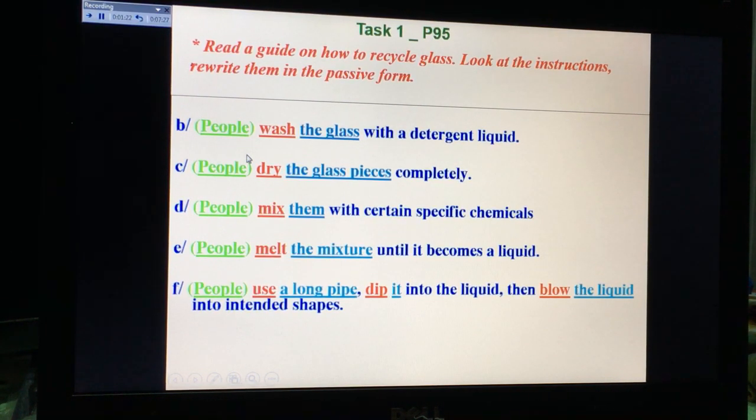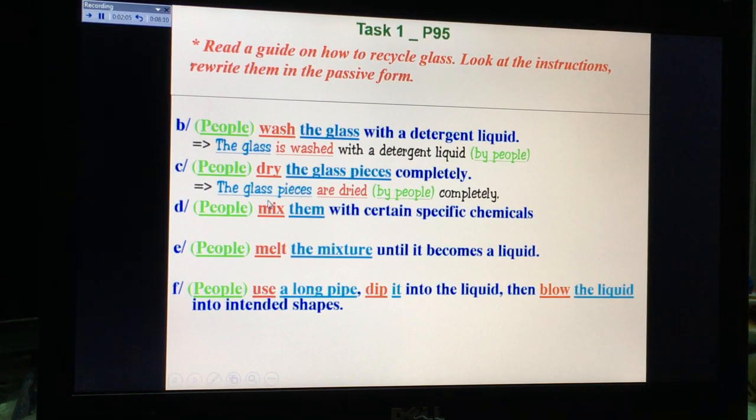Now you stop the video and you do the exercise. Then I give you the answer. Have you finished? Yes. Now 3, 2, 1. Here is the answer. Sentence B. The glass is washed. So we use to be is because the subject is singular and the verb wash is a regular verb, so we use V-ed.